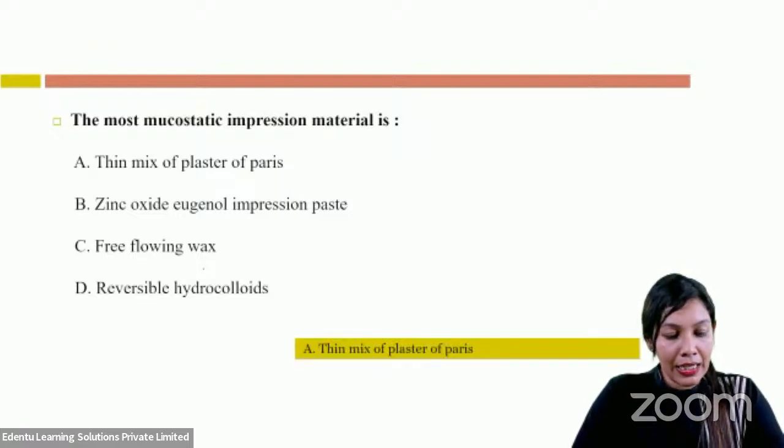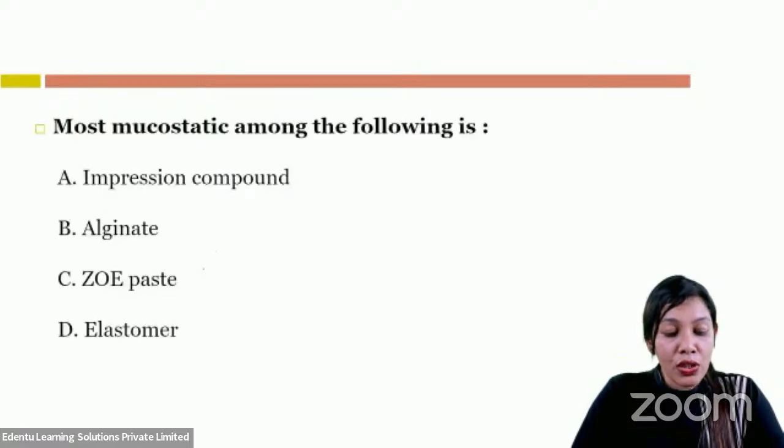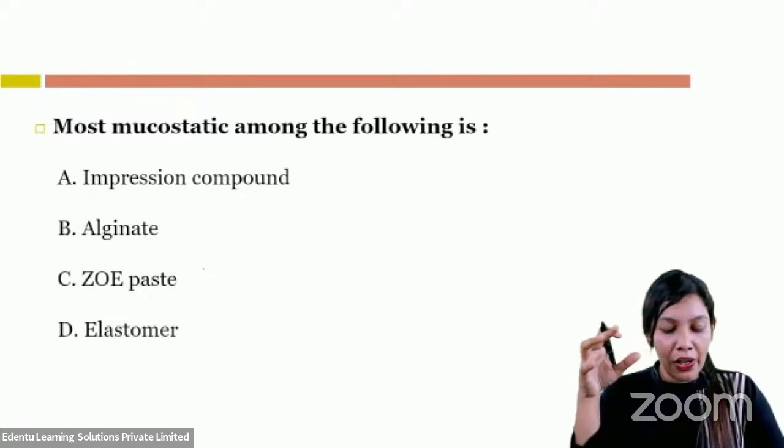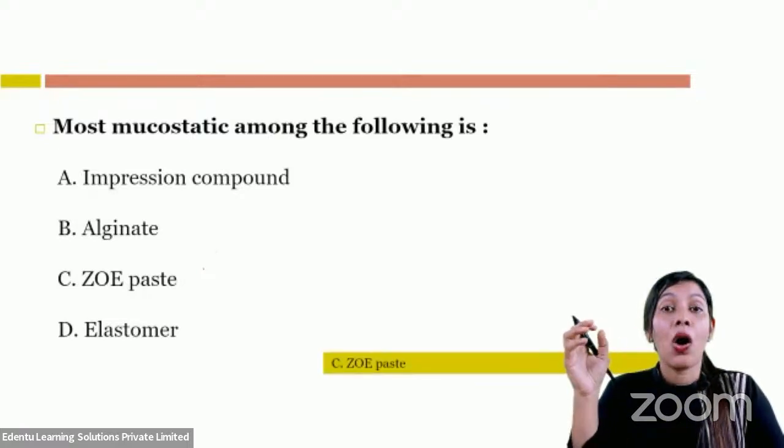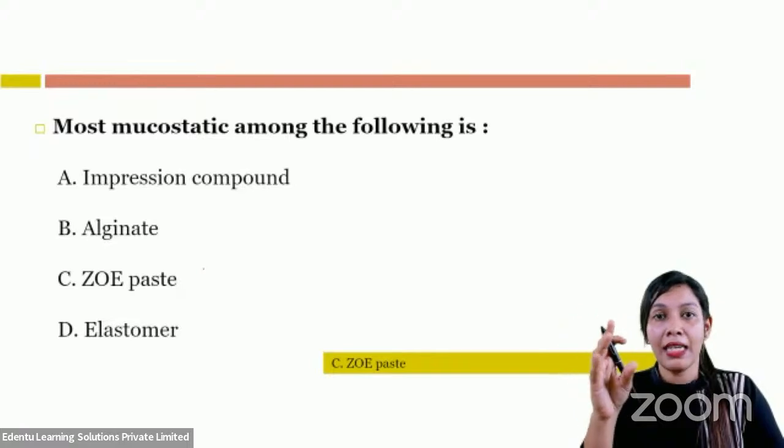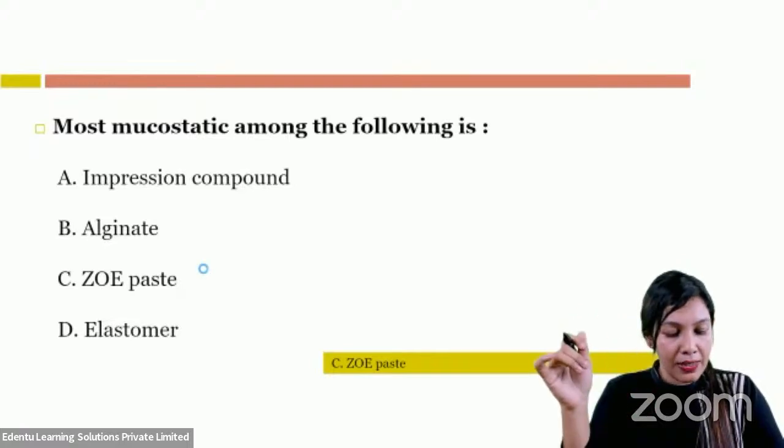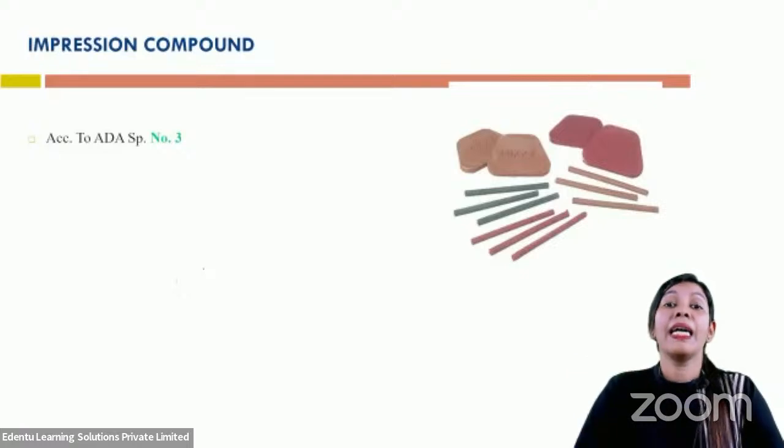Next is the most mucostatic among the following. What does mucostatic mean? It is again not moving. It is actually the zinc oxide paste. Zinc oxide paste, again the plaster of Paris, etc. come under this.